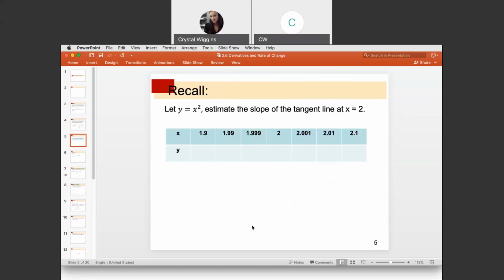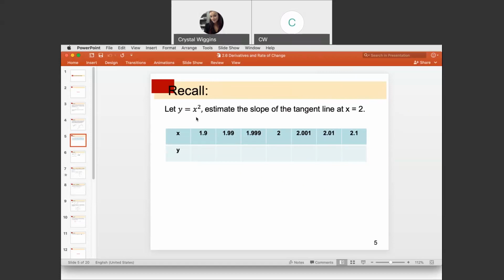Let's recall what we did. In order to estimate the slopes of a tangent line in an analytical approach, if we are using x squared as our function, you should go into your calculator, click y equals, and y1, type x squared. Remember to go to second window into the table set feature and ensure that next to independent, ask is highlighted, not auto. Then go second graph into the table feature and type in these x values, 1.9, 1.99, 1.999, 2, 2.001, 2.01, and 2.1, as we are approaching from the left and the right side.